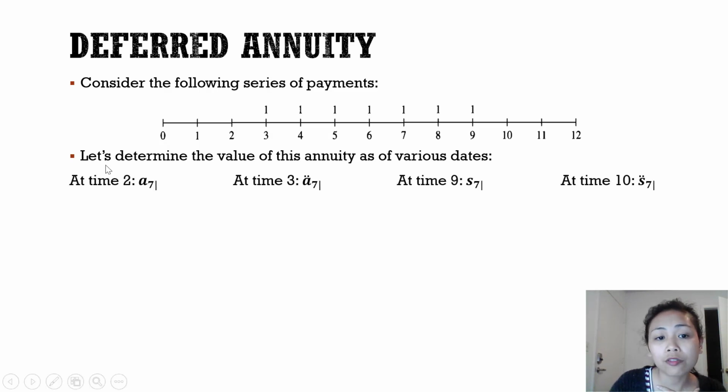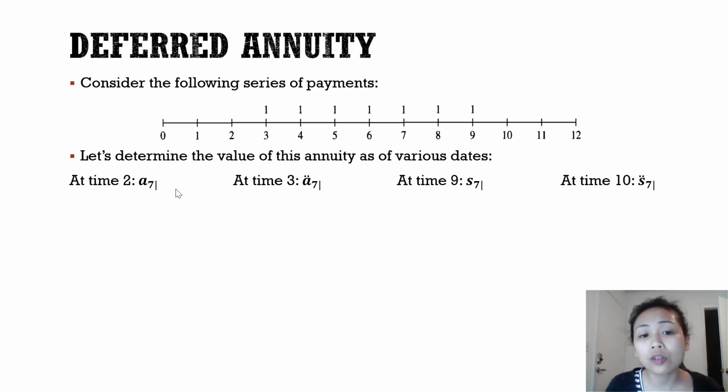So at time 2, the value of this annuity is basically a7, the annuity immediate. At time 3, it's just an annuity due. At time 9, it is the accumulated value of annuity immediate. And at time 10, the value of this annuity is basically the accumulated value of annuity due. So that's how we determine the value of this annuity at the beginning and at the end, at the day of the first payment or the day of the last payment.